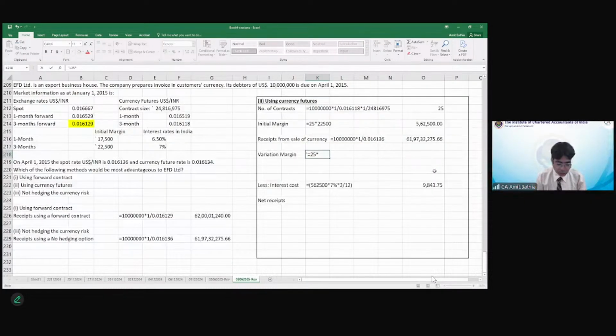Yes or no? Each contract is of what value? Contract size? 2481,6975. So this is the difference, and now I need to work out what will be my variation margin. By the way, what is the variation margin I am looking at? I am looking at my currency future rate has become 0.016134 minus what was earlier agreed, 0.016118. Am I right?